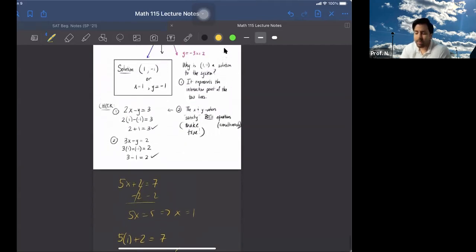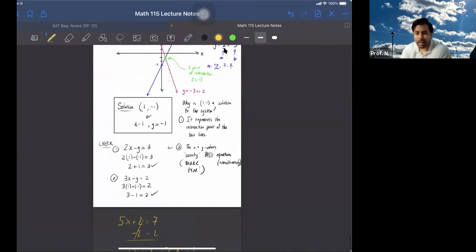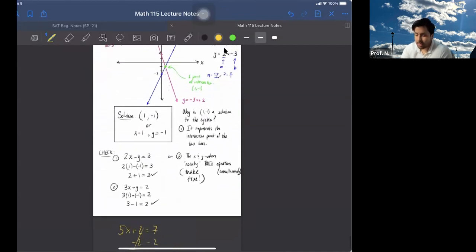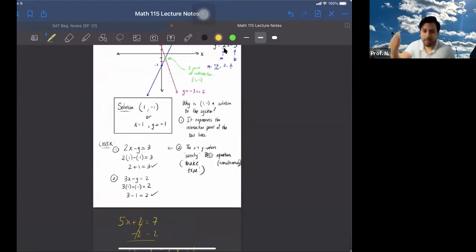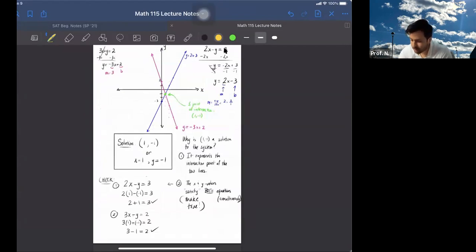I know it sounds like, wait, what's the point of that? It's to demonstrate that these are indeed the x and y values that not only make my first equation true, this is a true statement, but also my second equation is also true. Those x and y values make both of those equations true. And henceforth, ergo, it's a solution.